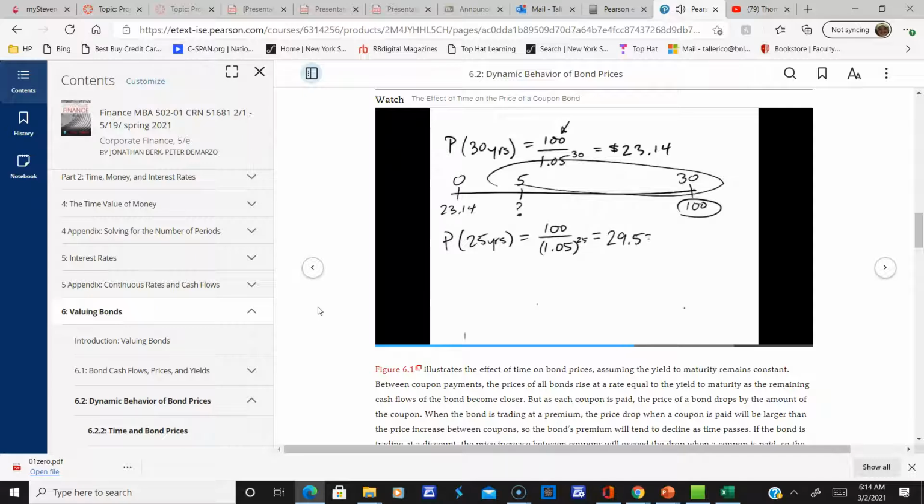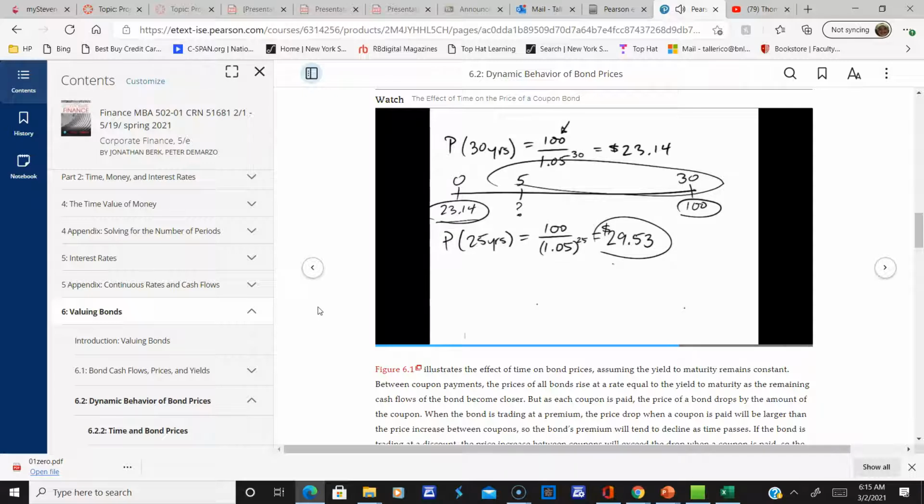The price is higher because you're closer to when you're going to get paid. So the present value of $100 in 25 years is more than the present value of $100 in 30 years. The question is, let's say you bought it at $23.14, sold it at $29.53. What's the return you earned?